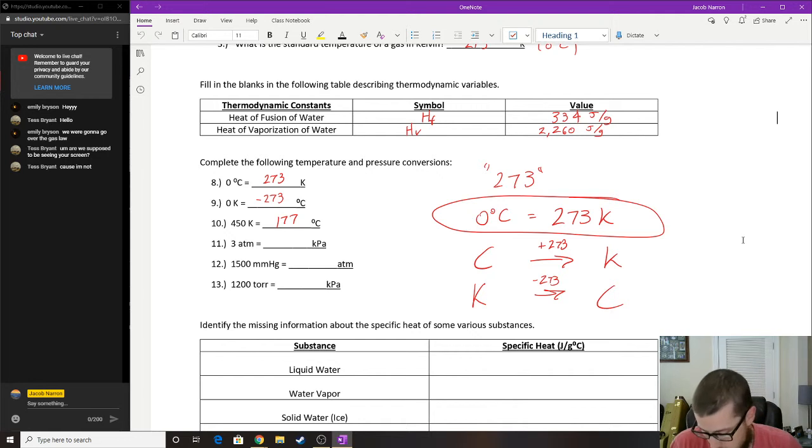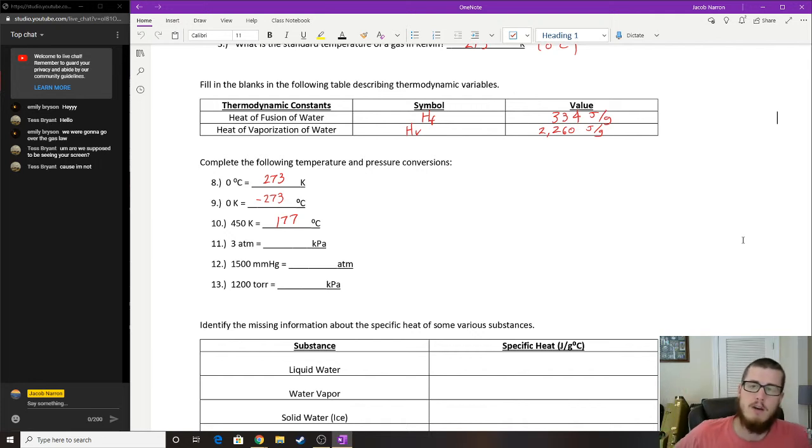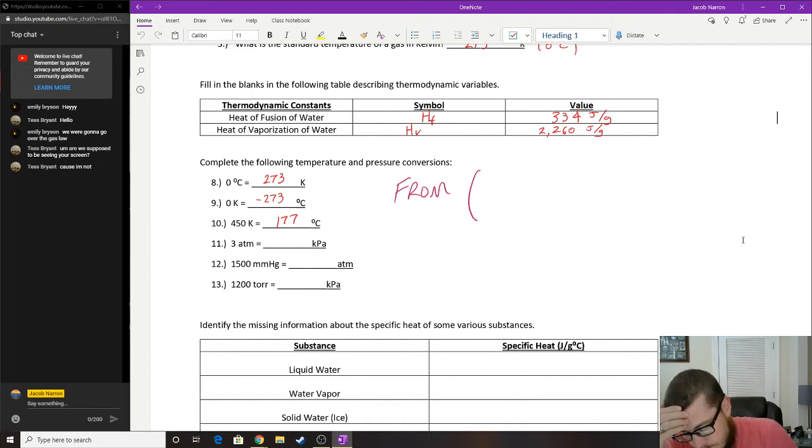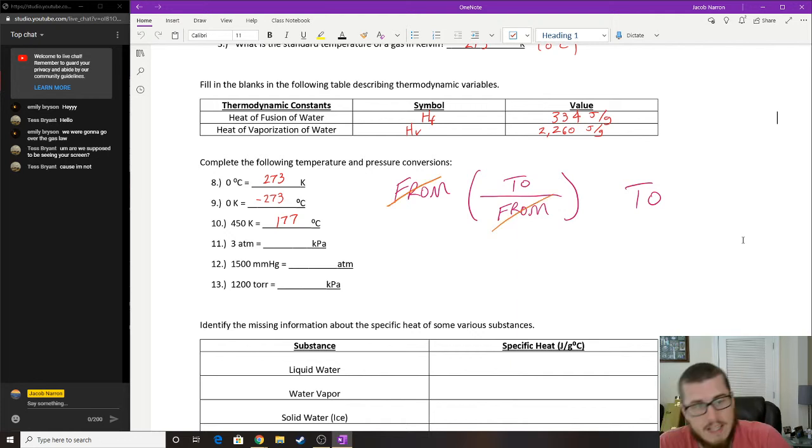All right, next. 3 atmospheres is equal to how many kilopascals? So whenever you're doing these pressure conversions, you're not going to add or subtract. In fact, if you guys remember back in the previous unit, I taught you this. Whatever you're going from, whatever you're trying to get to, you make one of these conversion factors. Okay, and the reason is whatever you're going to, you put on top of the fraction. Whatever you're going from, it goes on the bottom of the fraction. And see, when you do that, from cancels, and to is what you're left with.